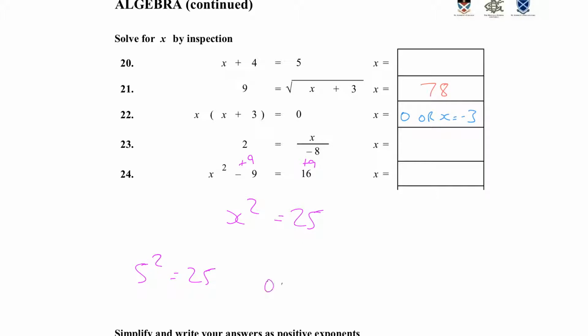But, and think back to the test, there was that x squared equals 49 and it was out of 2 marks. What else, when you square it, gives you 25? Minus 5. So we know that x equals minus 5 or x equals 5, because minus 5 squared is 25, 25 minus 9 is 16, same for 5. 2 solutions, you need to give both.